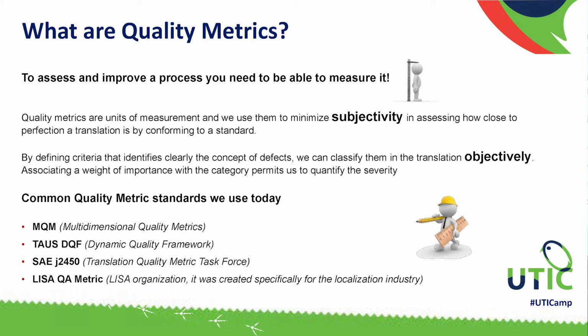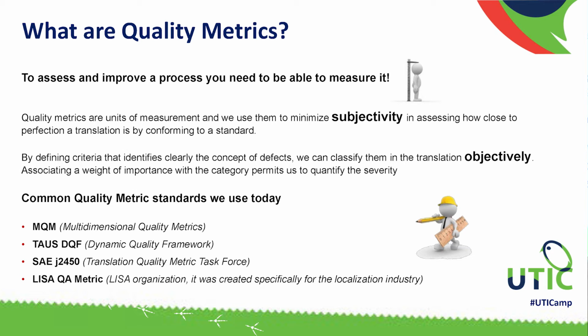Two of them should be specifically mentioned: the Multidimensional Quality Metrics and the TAUS Dynamic Quality Framework. Both of these two bodies have been joining forces recently to come up with a more harmonized set of metrics. So let's have one standard and not be so fragmented around this topic, especially since there is a lot of overlap between the two. It is interesting how the industry is organizing itself at the moment to try and provide a single, consistent way of measuring the quality of translation work.